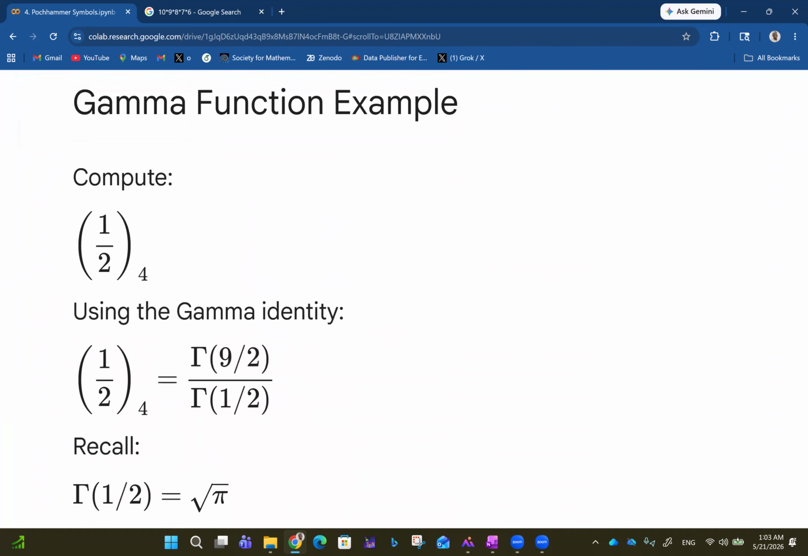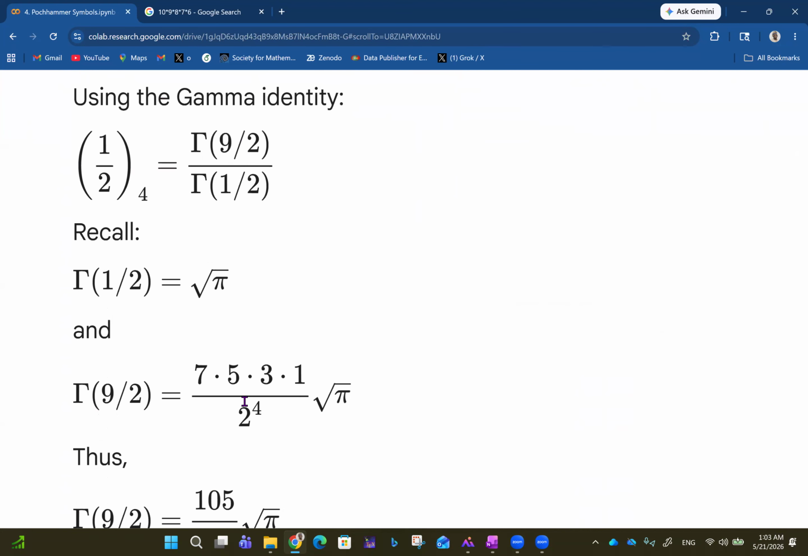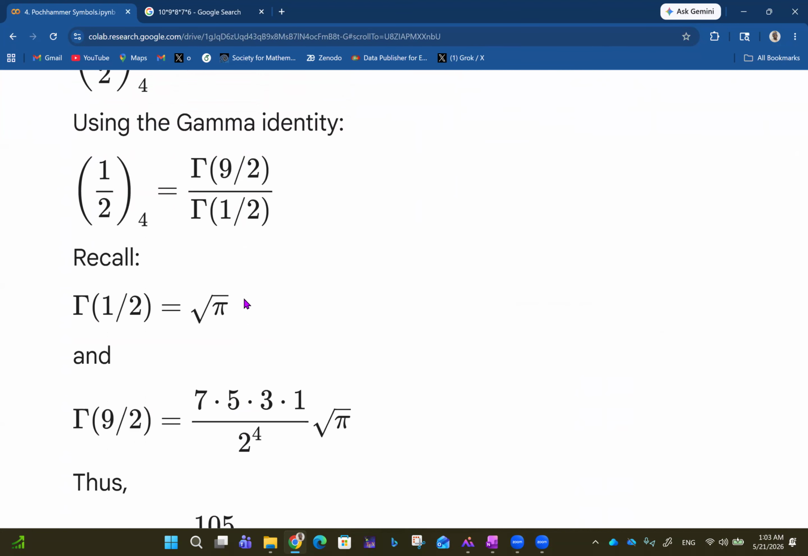So you want to compute (1/2) sub 4. Using the gamma identity, that will simply be gamma of x plus n. That'll be half plus 4, which is gamma 9 over 2, then all over gamma half, right? So all over gamma half, that's gamma x. So we can then do gamma half, of course, we know that's root pi over 2. So gamma n over 2 is then 7, 5, 3, 1.